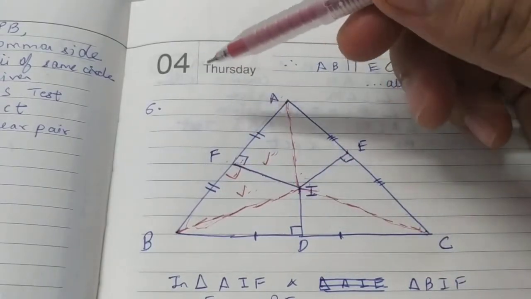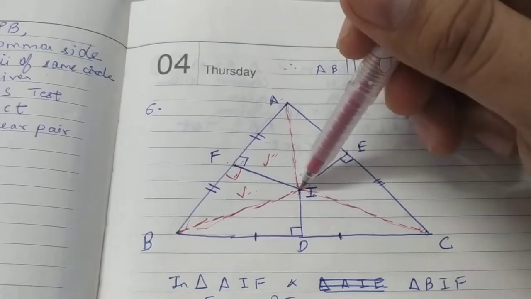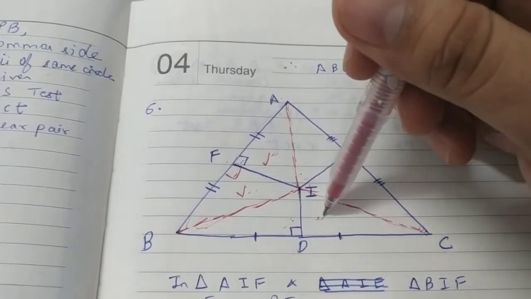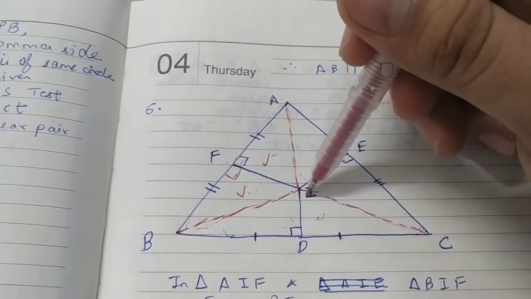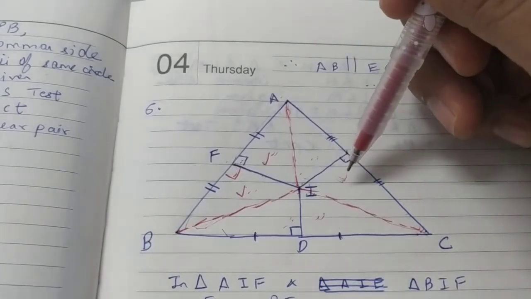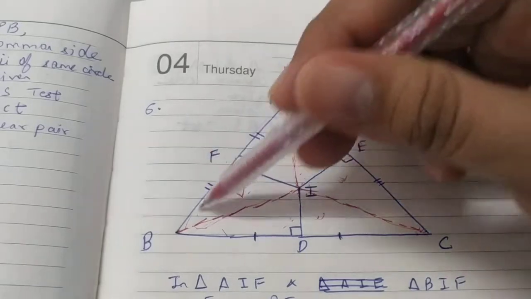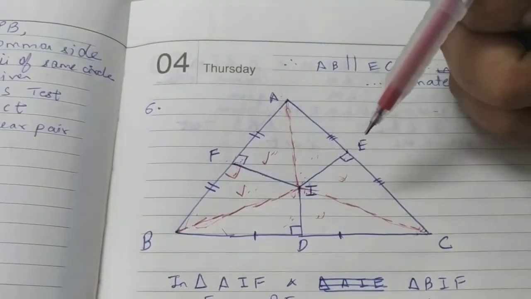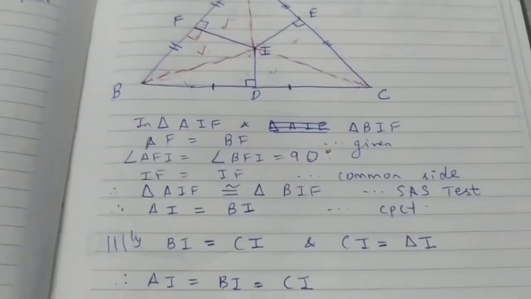Similarly, we can prove that BI is equal to CI by proving these two triangles congruent. And we can prove CI is equal to AI by proving these two triangles congruent. So effectively we can say that AI is equal to BI is equal to CI, which is what they wanted us to prove, and that's the solution.